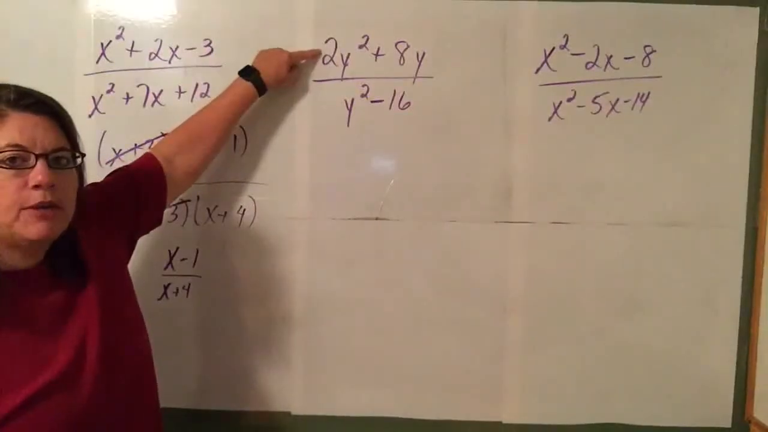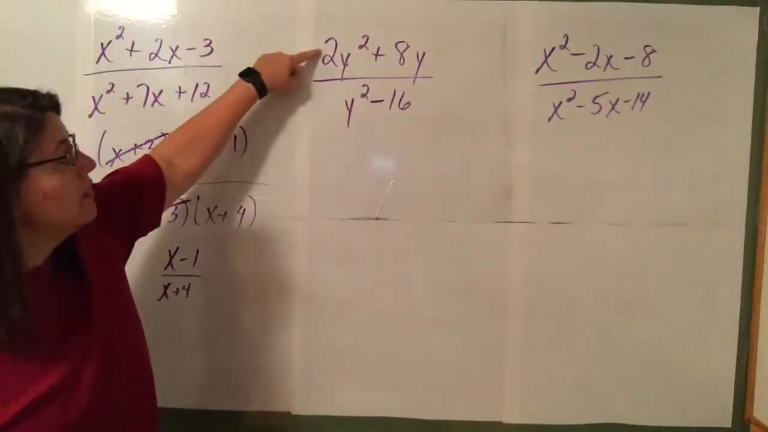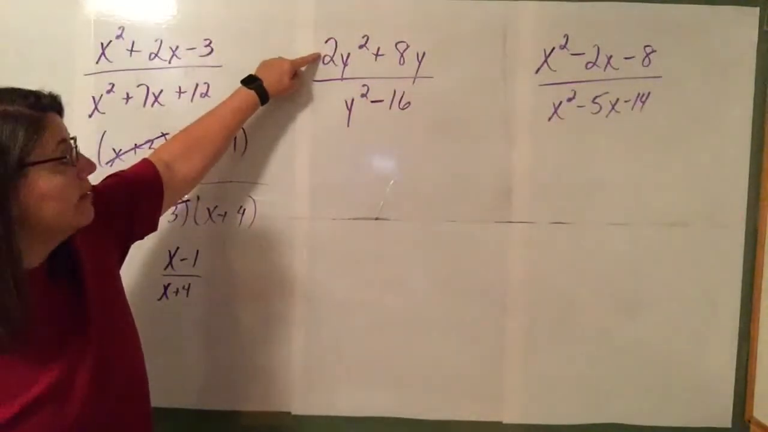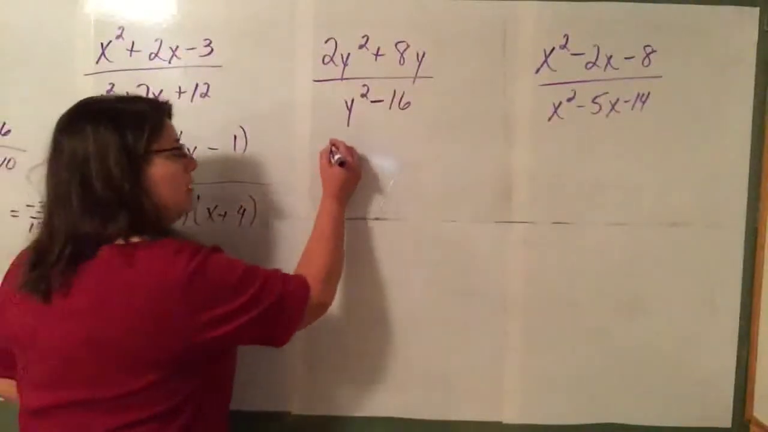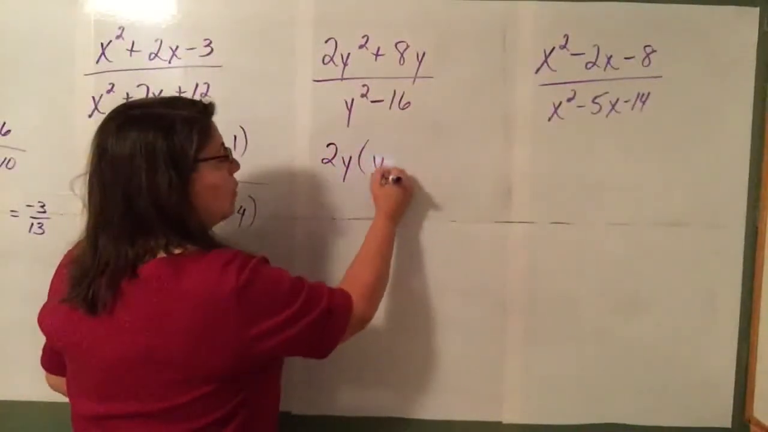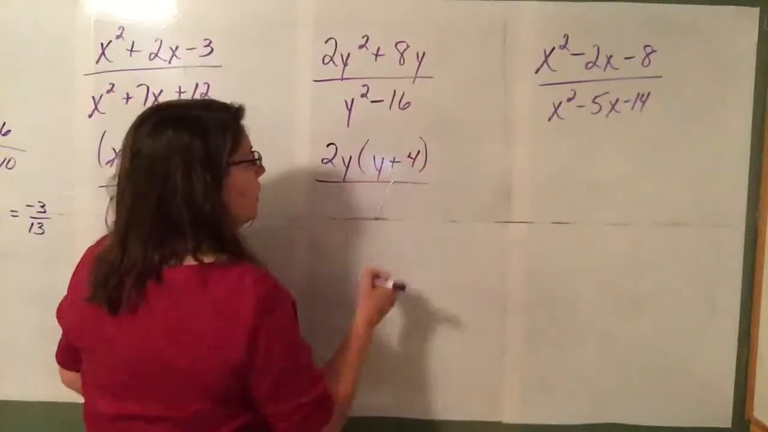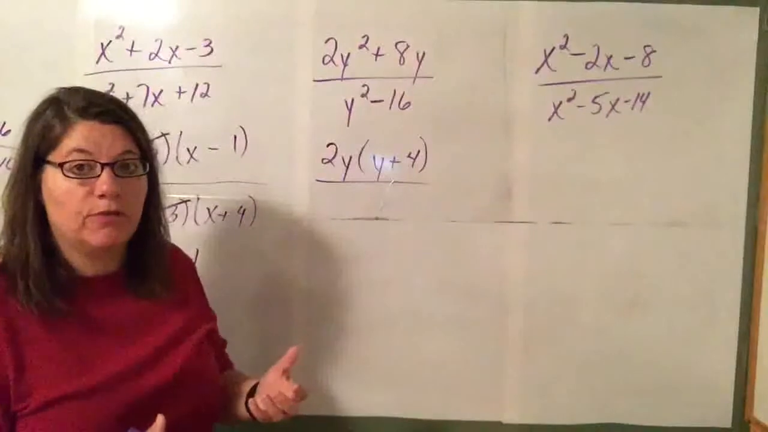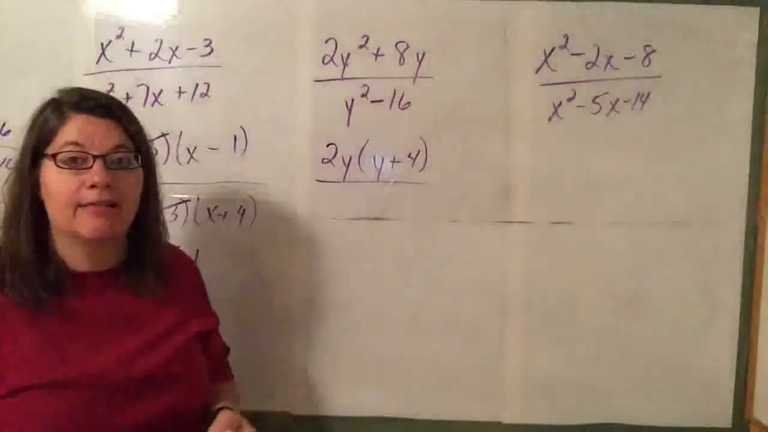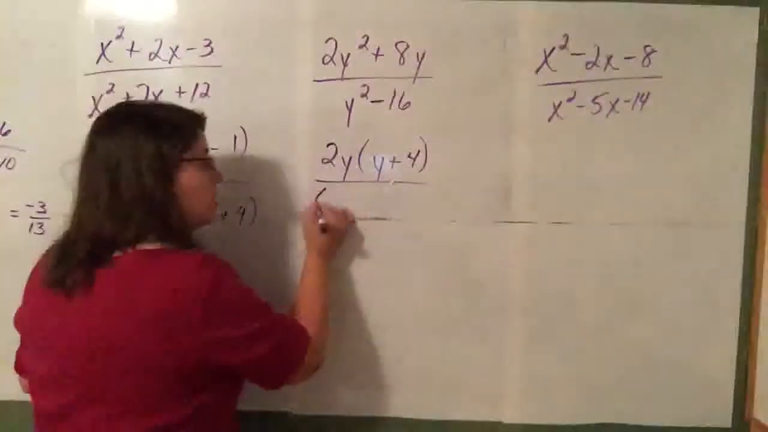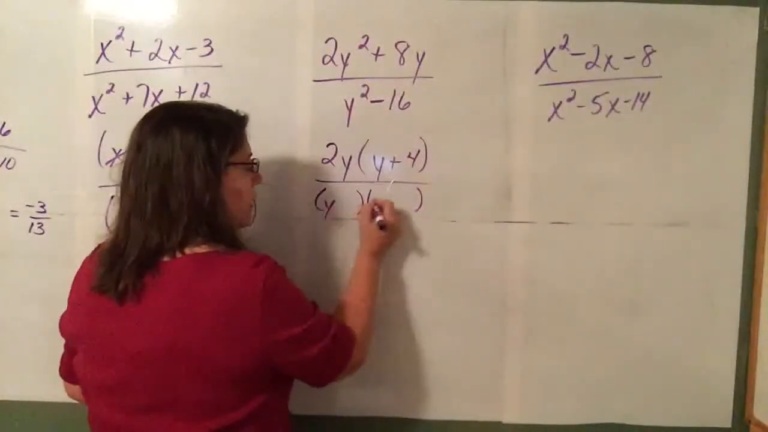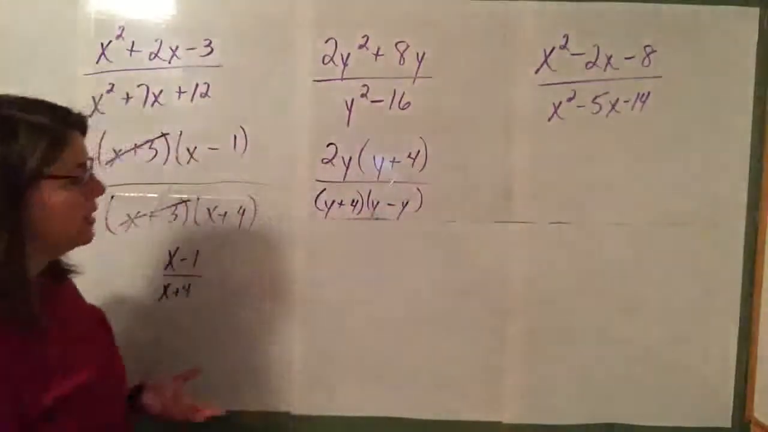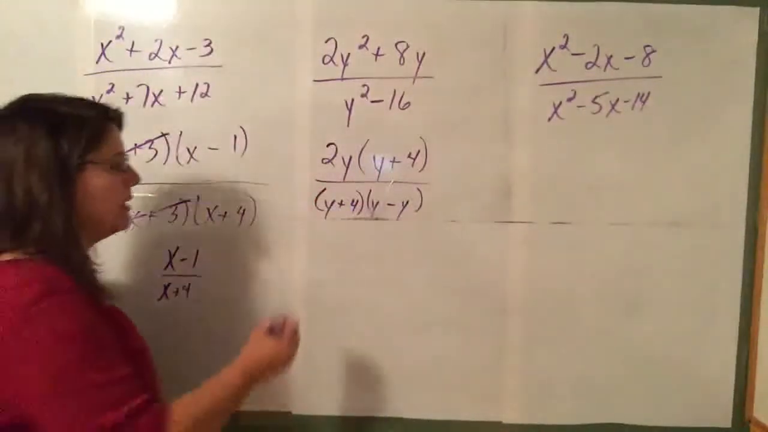Notice they're not always going to be trinomials. That's okay, we can still factor this. First thing you're always going to do is factor out the greatest common factor. That still applies. The greatest common factor on the top is 2y. I'm going to have a y plus 4 left. On the bottom, notice that's a difference of squares. This is why we stressed difference of squares before. You have to be able to recognize it quickly and understand what to do with it. When I factor the difference of squares, I have a y plus 4 and a y minus 4. Notice the y plus 4 is the same in both of those.